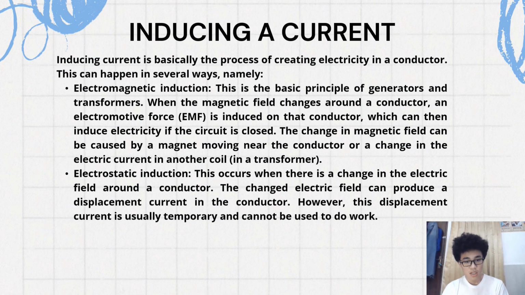Electrostatic induction. This occurs when there is a change in the electric field around a conductor. The changed electric field can produce a displacement current in the conductor. However, this displacement current is usually temporary and cannot be used to do work.